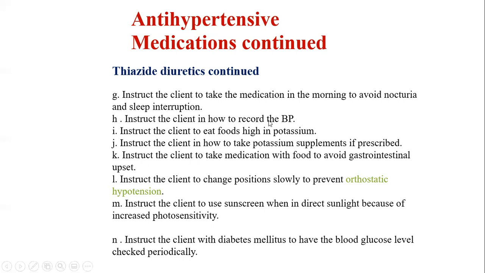Instruct the client how to record the blood pressure. Also, instruct the client to eat food high in potassium. Instruct the client how to take a potassium supplement if prescribed. Instruct the client to take the medication with food to avoid gastrointestinal upset. Instruct the client to change position slowly to prevent orthostatic hypotension. Instruct the client to use sunscreen in direct sunlight because of the increased photosensitivity. Instruct the client with diabetes mellitus to have the blood glucose level checked periodically.